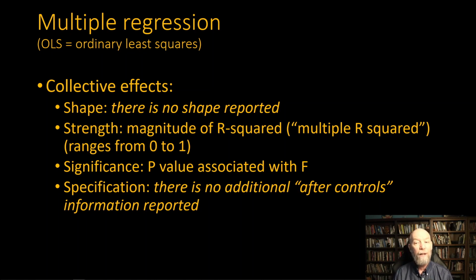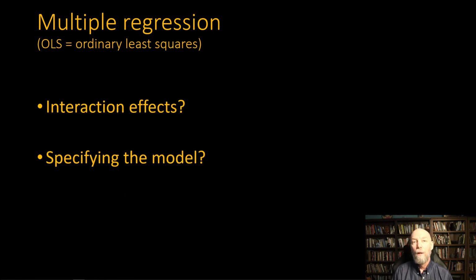There's no additional after controls information reported in collective effects. It is possible with simple OLS regression to look at interaction effects, but it's beyond the scope of what I'm going to do here.